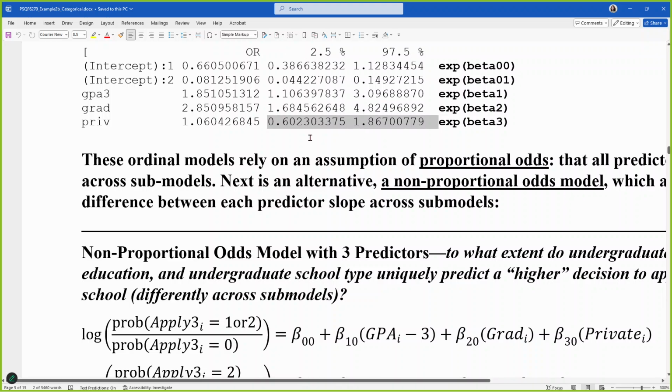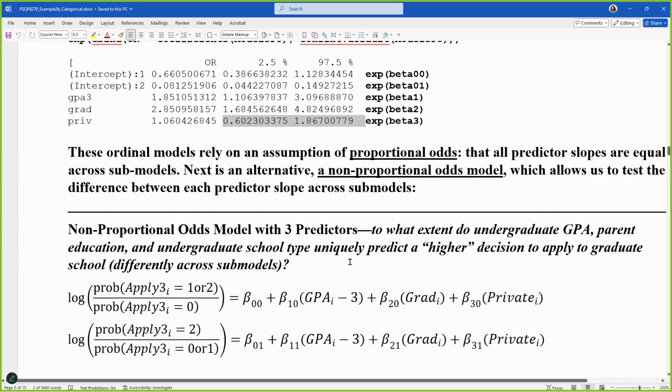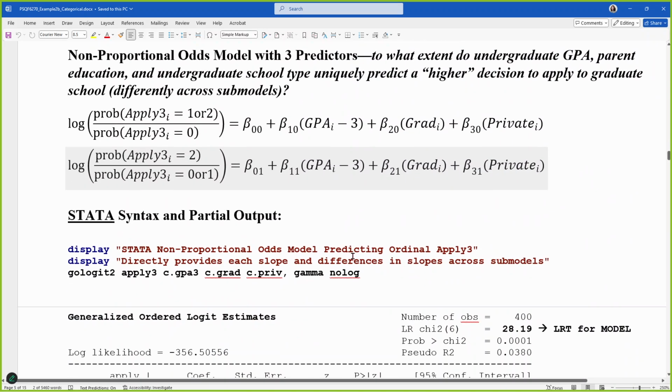Yep. So this helps to quantify the level of uncertainty in this, right? This is all over the place. So it's not a great estimate. All right, so non-proportional odds or partial proportional odds, that's what's up next.